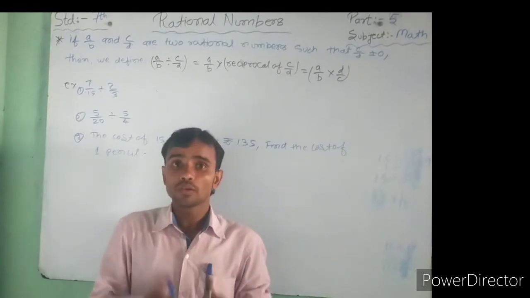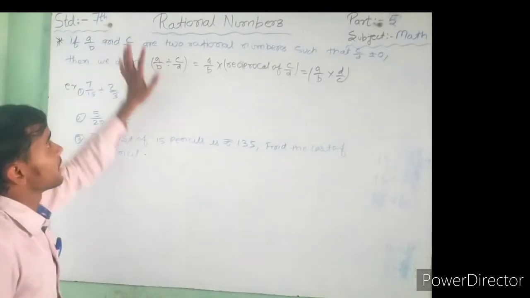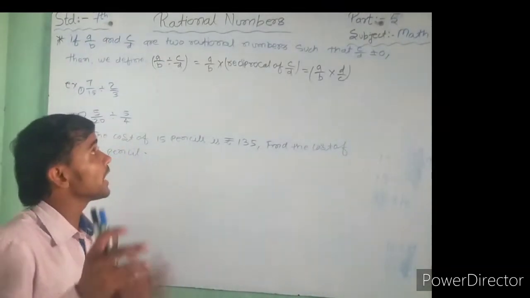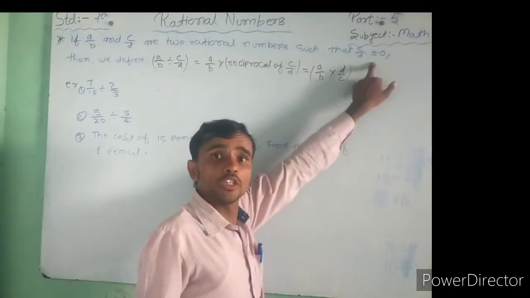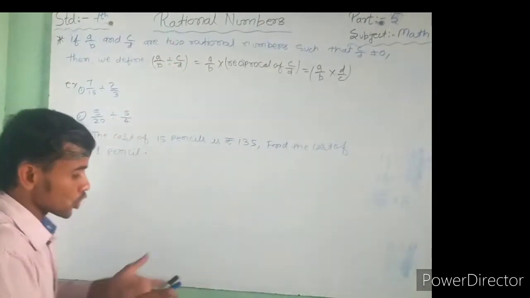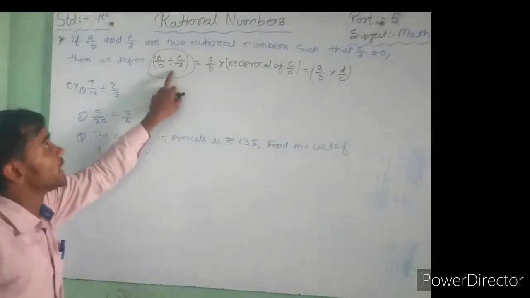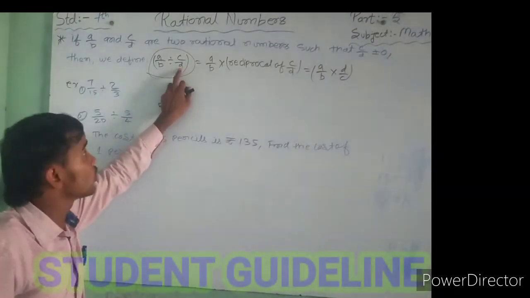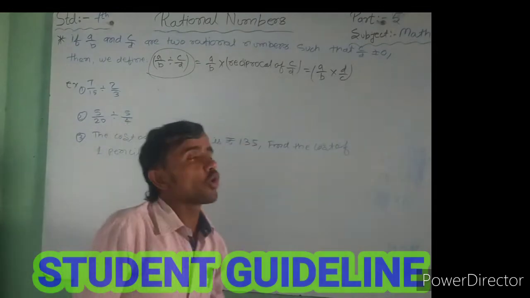firstly you take some points here. If a by b and c by d are two rational numbers, then how to solve it? Here c by d is not equal to 0, and that's the question format. If the question is a by b divided by c by d, what is the answer format? It means a by b times the reciprocal of c by d.